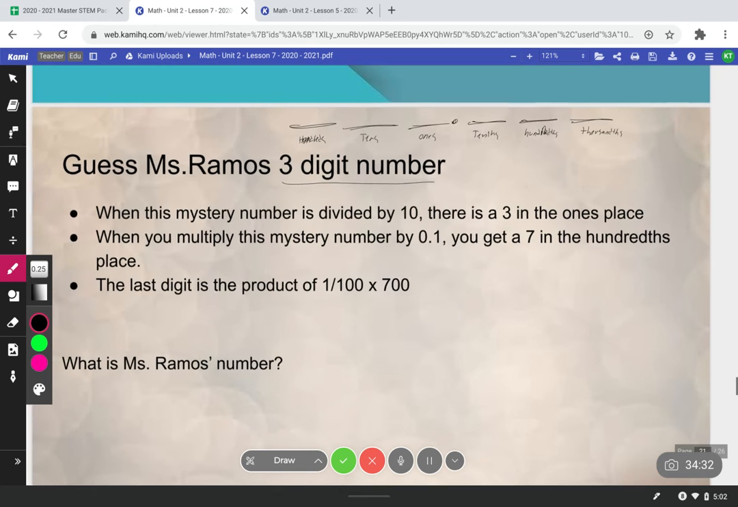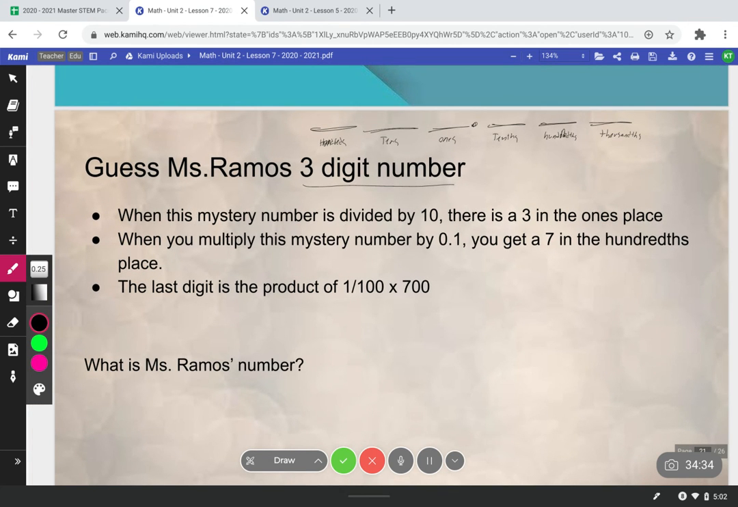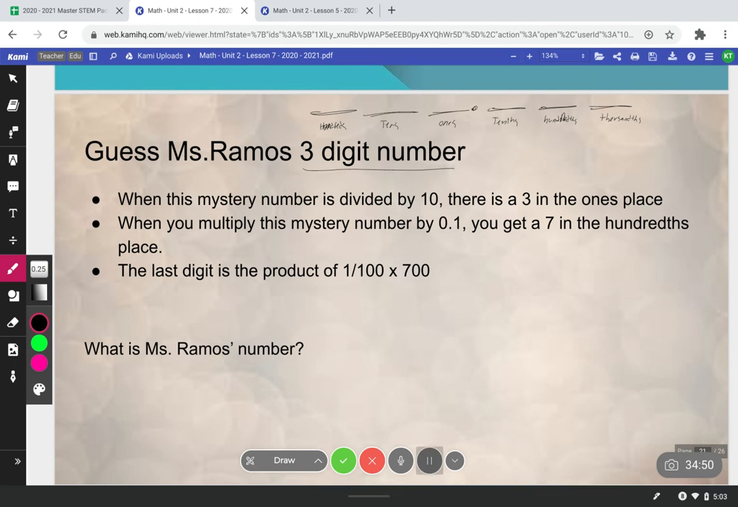Okay, so let's begin with the first clue. When the mystery number is divided by 10, there's a 3 in the ones place. So we need to come up with the formula for here. I'm going to label this clue 1, clue 2, clue 3. So clue 1, the formula we need to do is our mystery number, when it's divided by 10, we have a 3 in the ones place.